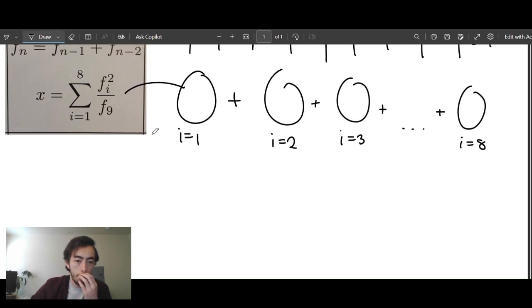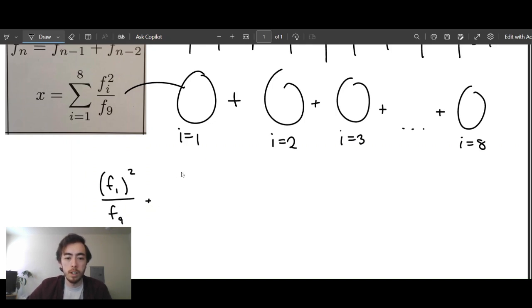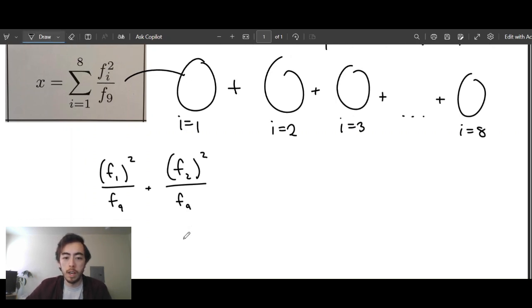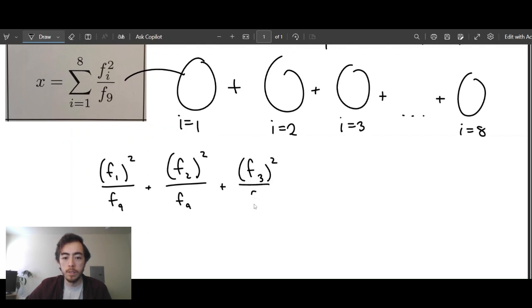So when i is 1, I get f sub 1 squared over f sub 9. And I think I'll just write it out this way for a little bit. f sub 2 squared over f sub 9, because this one isn't changing at all, right? And it's just when I'm incrementing this value of i, that's really the only thing that's changing. And so I'm going to have all of these terms. I'll write the next one, f sub 3 squared over f sub 9. And then it's going to go all the way up to f sub 8 squared over f sub 9.